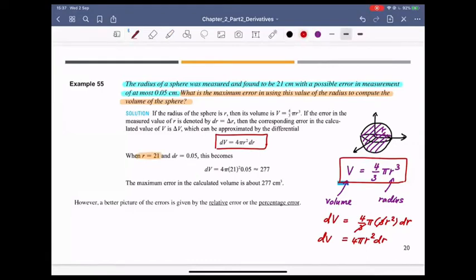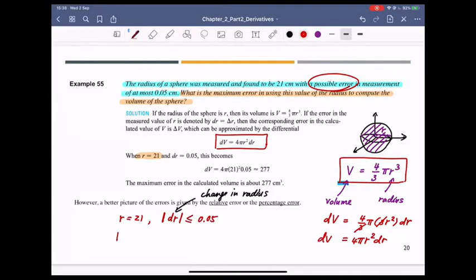And then you can look now that the question said that the radius is 21. And we also know that the possible error in measurement is at most 0.05 centimeters. So when you measure your r, you can have an error, and the maximum error is going to be 0.05, which means absolute dr is less than or equal to 0.05. So dr is the change in radius.